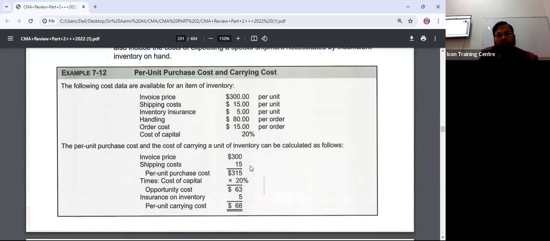Now, per unit purchase cost and carrying cost. The following costs are available for an item of inventory. We have an invoice price, let's say $300 per unit. Shipping cost $15 per unit. Inventory insurance $5 per unit. Handling cost $80 per order. Order cost $15 per order. And cost of capital is 20%.